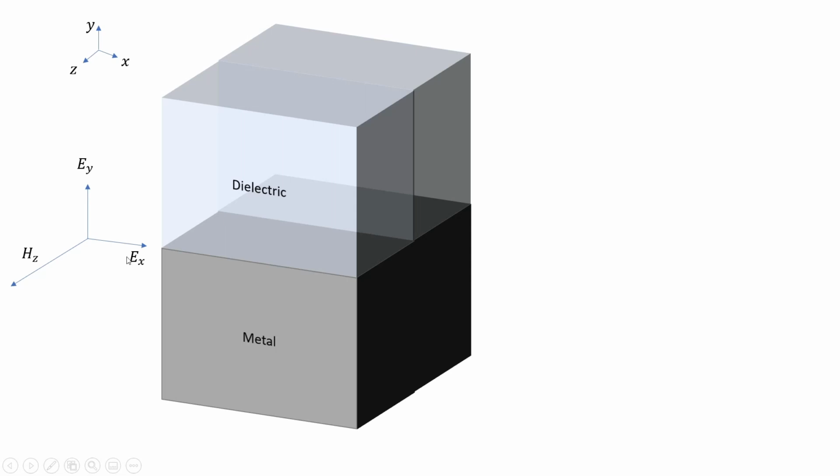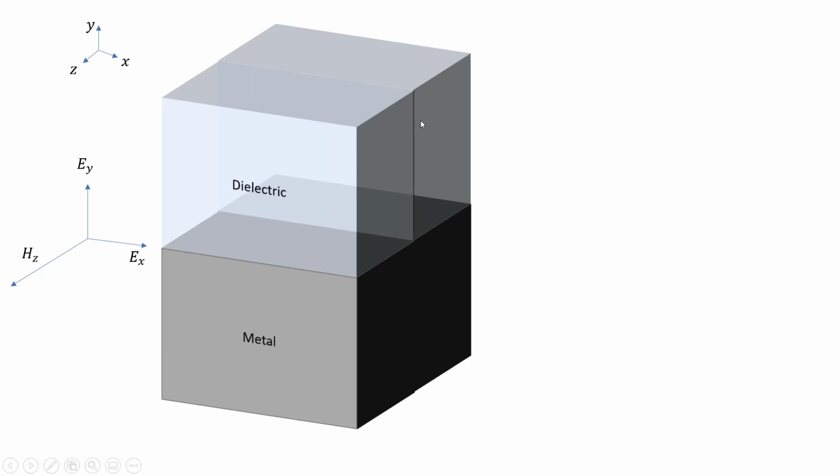This is an old textbook problem, and as you already may know, the mode supported by this interface is a TM mode, so we only have H field in this direction and the electric field in the plane of the propagation. So how to implement this in COMSOL?